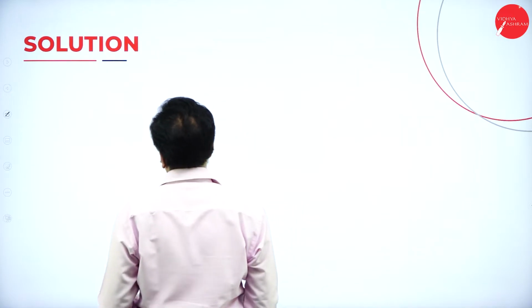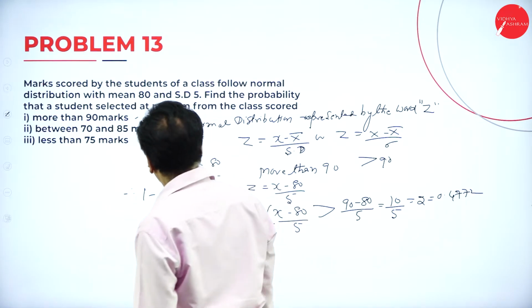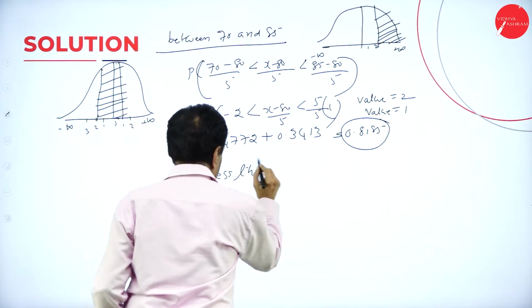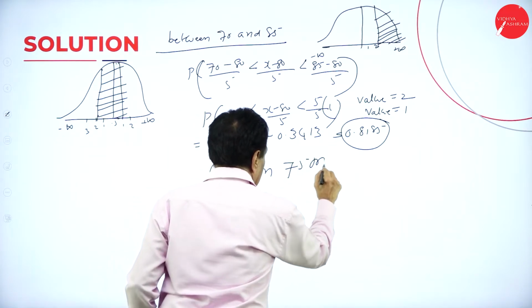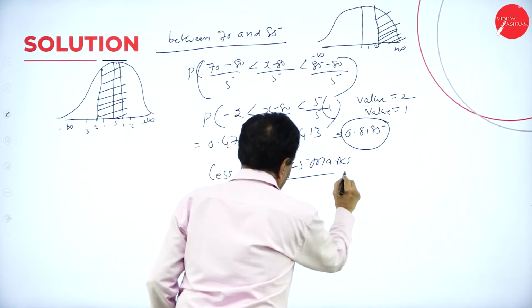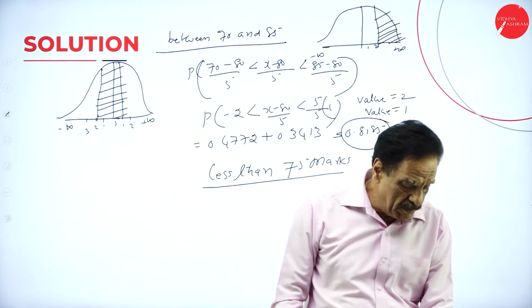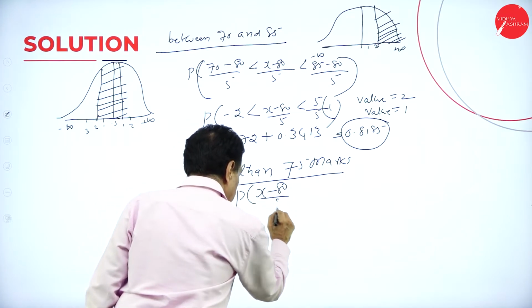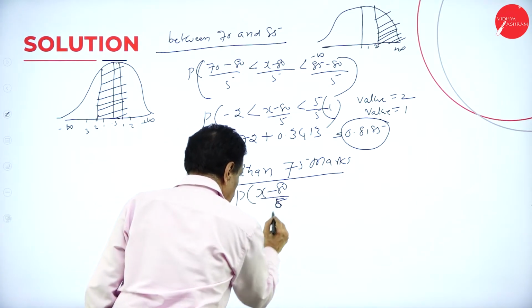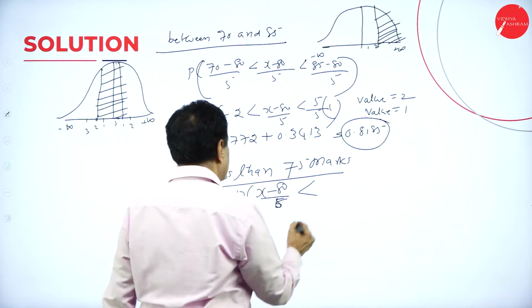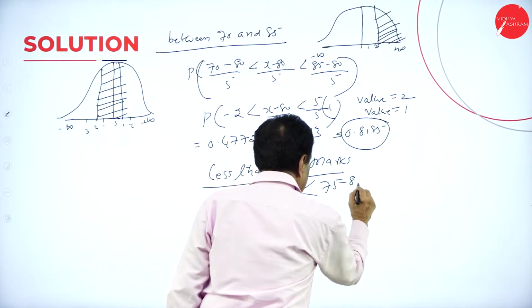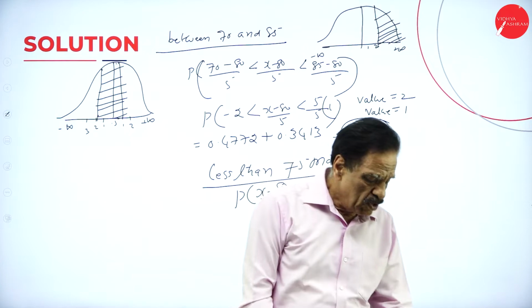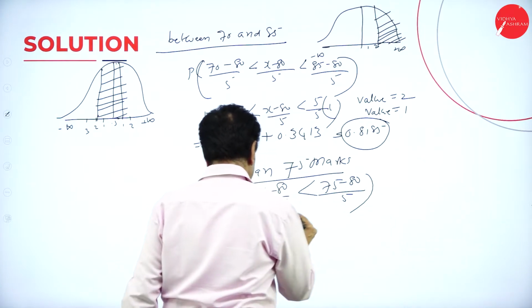Then, regarding the 3rd, less than 75. Last one, less than 75. P of x minus 80 divided by 5 less than, what is x given? 75 minus 80 divided by 5. This way you have to write. So the value comes now P.